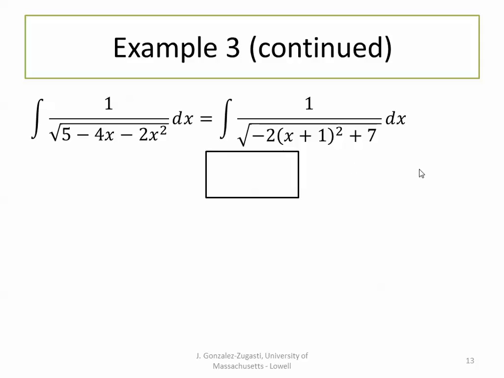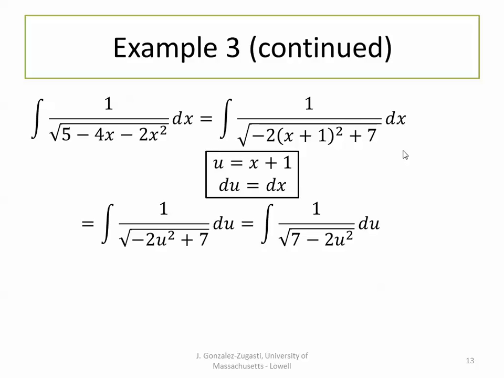All right. Now, what did we do next? The next thing we did is we made a substitution. We let u be equal to x plus 1. That means du is equal to dx. So my integral now becomes the integral of 1 over the square root of negative 2u squared plus 7. Or just switching the order here, it's the integral of 1 over the square root of 7 minus 2u squared.